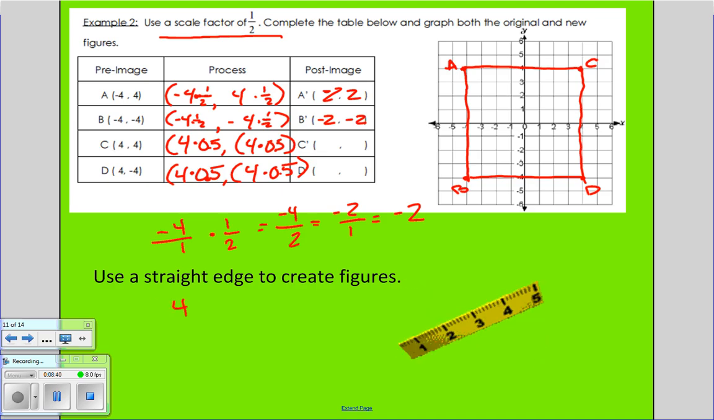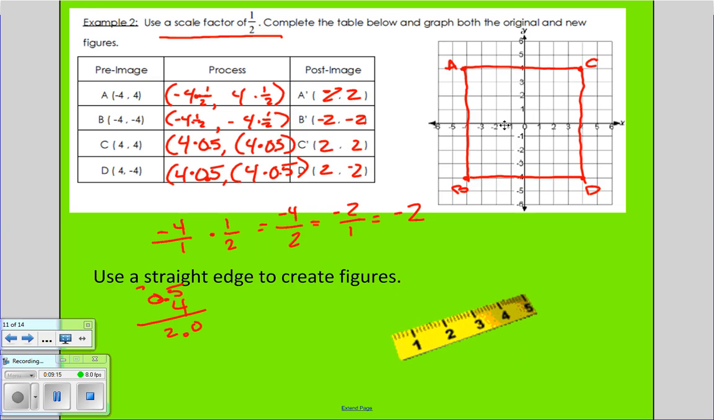If we do 4 times 0.05, oops, sorry, 2. All right, so I put the decimal in the wrong spot there, 0.5. Okay, so we end up with 2 here also. So this is going to be 2, 2, 2, -2. All right, now we're going to graph the post image.